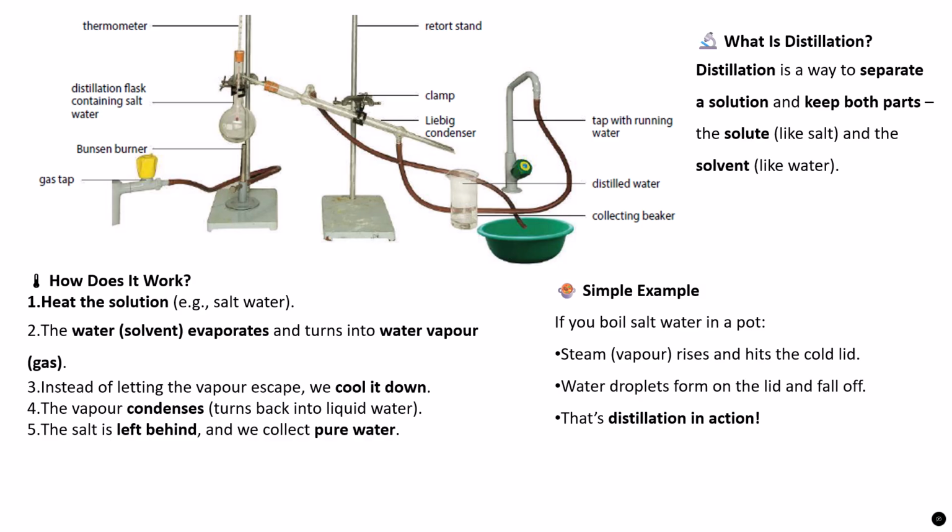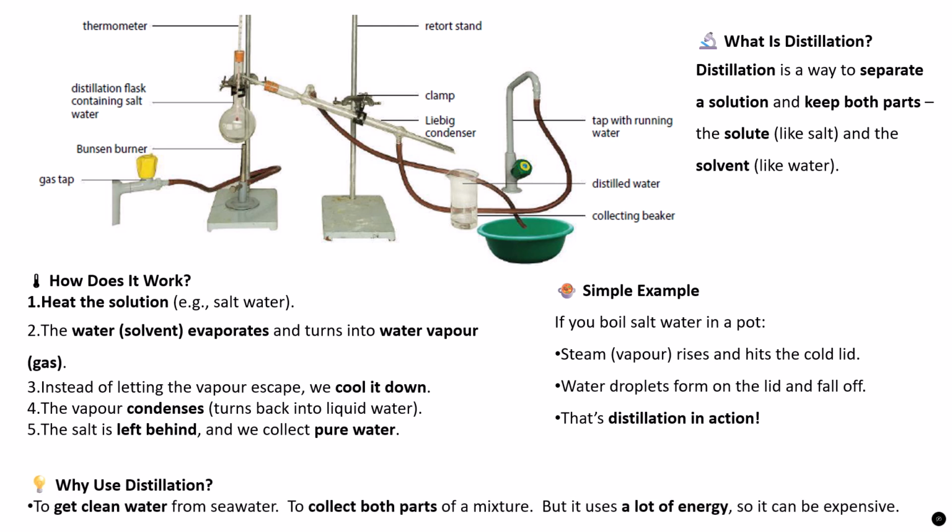So a simple example is if you take salt water and you boil it in a pot, the steam from the water vapor rises and it hits the lid. Then you can take that and decant it into another container. The water droplets will fall off the lid and we say distillation has occurred.